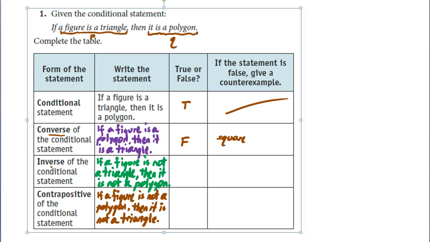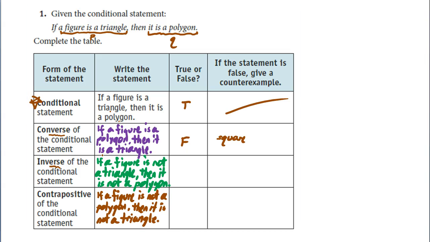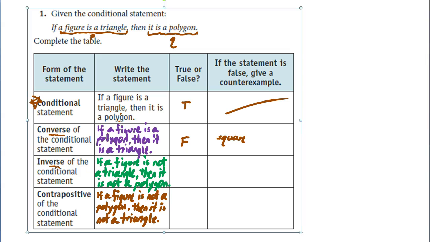Okay, now let's create the inverse of the original conditional statement. Go back to the original. Always go back to the original when you're creating these rearrangements. The inverse is created by negating, or putting the word not into, the hypothesis and conclusion. So, if a figure is not a triangle, then it is not a polygon. Look at the original sentence and look at the inverse. Notice the only thing different is the word not put into the two places.